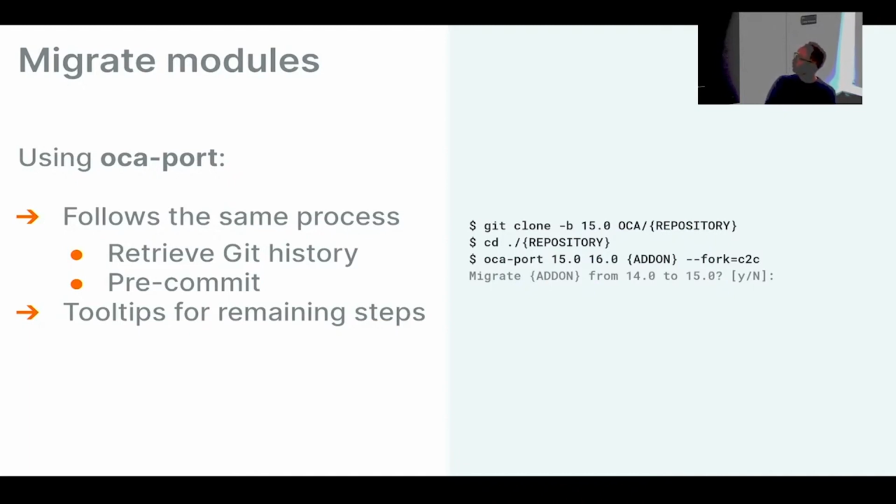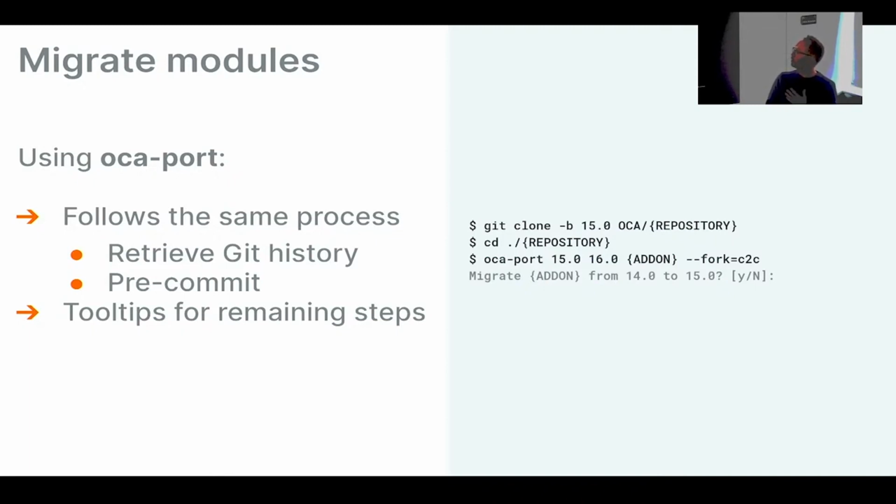So you just clone your OCA repository, and you execute the oca-port command. The first parameter is the source branch, so from where you start. And the second one is your target. So you are not forced to have 15 or 16; you can jump versions if you want. You put the add-on you want to migrate.